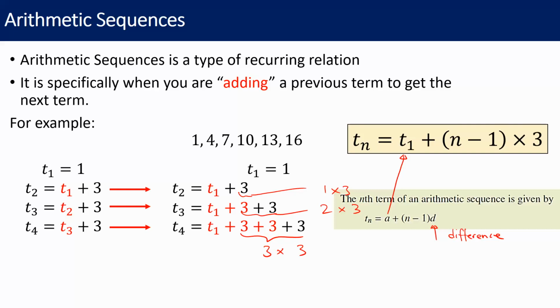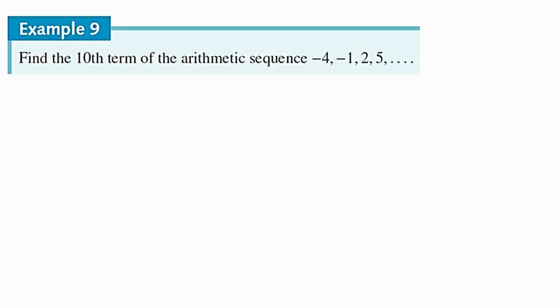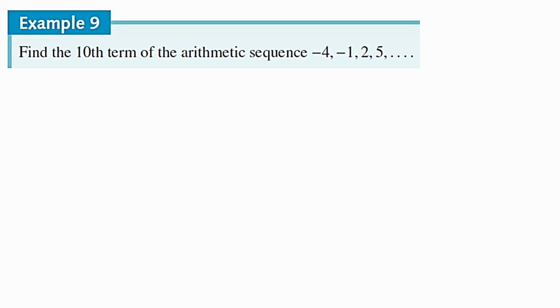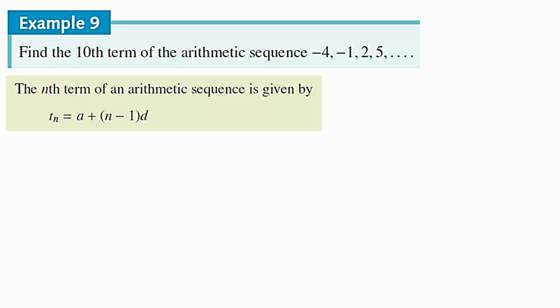So just keep this in mind. A is the first term. D is basically the difference between each term. Okay? So let's answer the questions easily now. They want you to find the 10th term of the arithmetic sequence. So we know it's an arithmetic sequence. That means it has to follow this pattern.